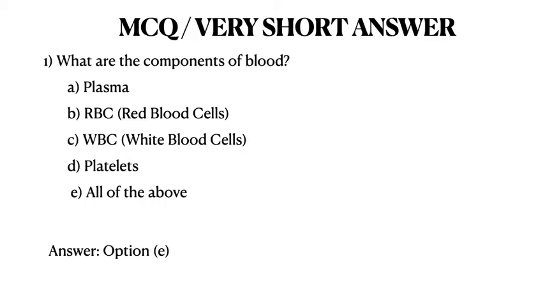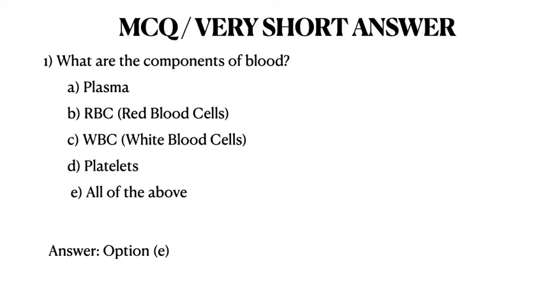Question number 1. What are the components of blood? A. Plasma, B. RBC, C. WBC, D. Platelets, E. All of the above. Now children, here you are all very thorough with these terms because you have been studying them from your previous classes, so we'll just discuss in very short.